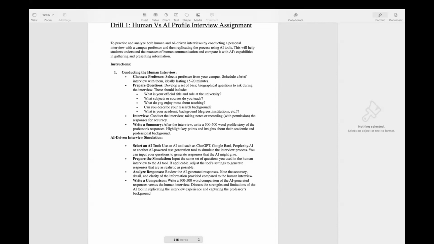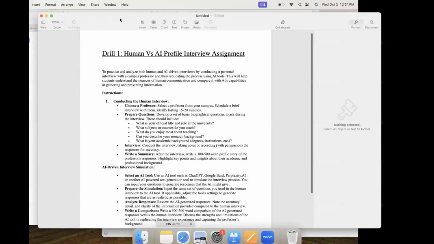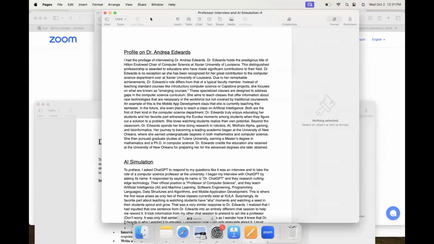So for this particular assignment, many of the students really liked it. They were able to talk to their professors, and some of them were, I believe, coaches as well, some of the coaches here on campus, and have an intimate Q&A interview with them, which sometimes they don't get a chance to do. So I will show a few students' work.